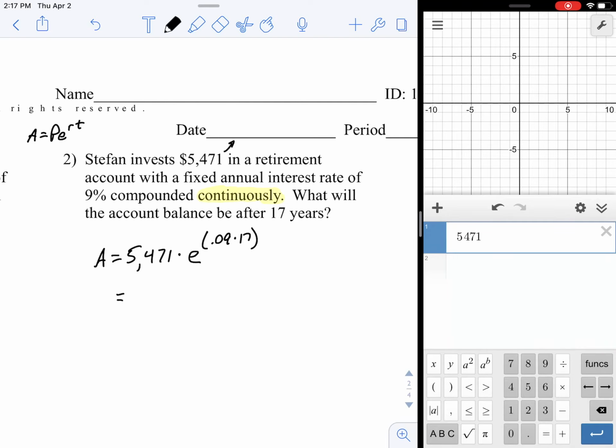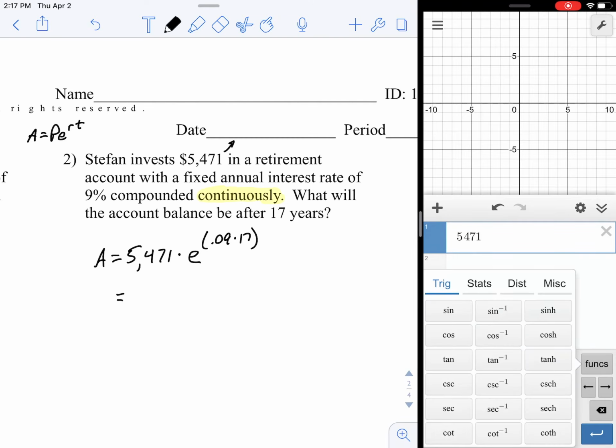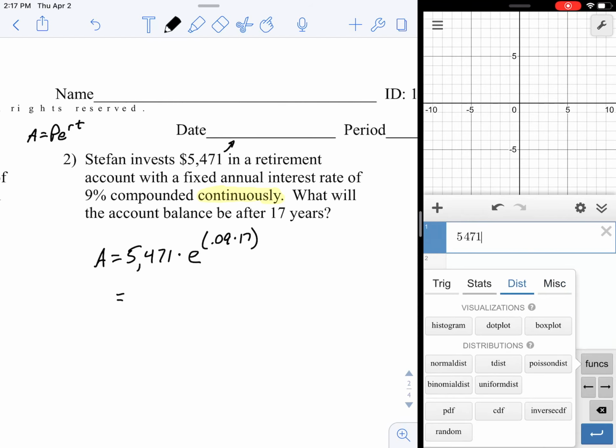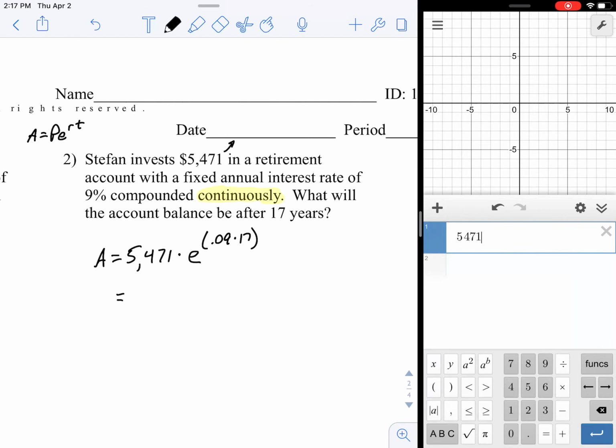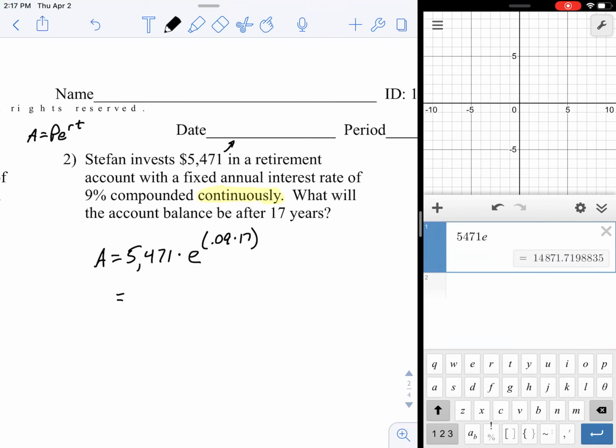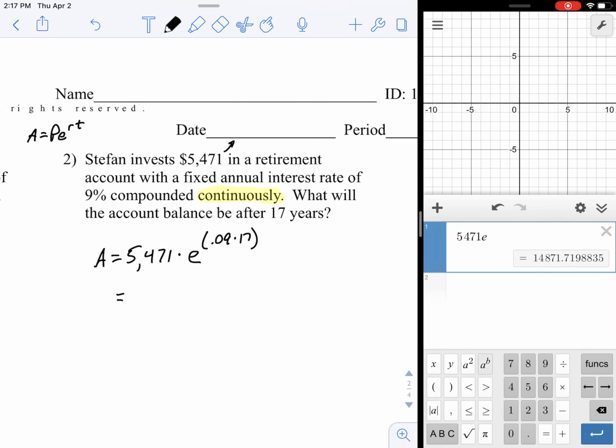So anyway, 5,471. Now I need e. It would be nice if there was an e shortcut button somewhere, but if it's there, I certainly haven't found it. So what I do is I hit the ABC button, you see the bottom left corner down there? Just use the letter e, go back, hit the power button, and then parenthesis 0.09 times 17. And there's our answer, 25266.0.